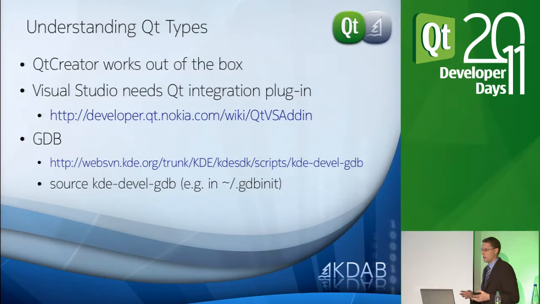For GDB, there's also a bunch of extensions available at the other URL. You can put that into your GDB init, and then it will automatically load it whenever you start GDB. And then you can use the various macros defined in there, like print Qt4 string to output the content of Qt types, written by the guy over there. So in Creator you don't have the problem because Creator has all of that built in already.